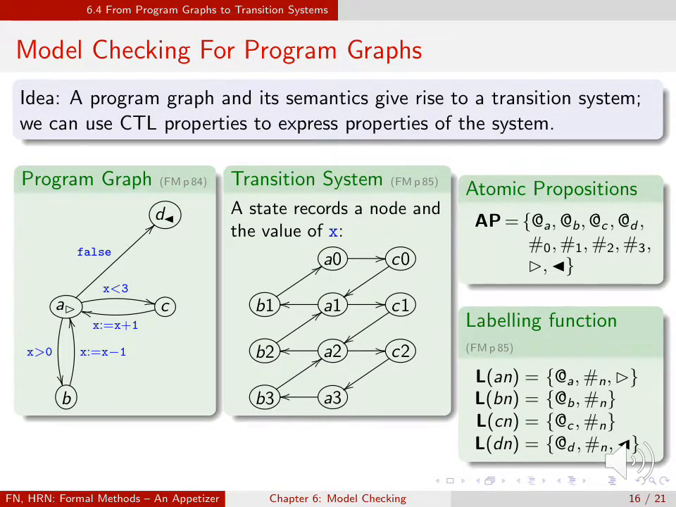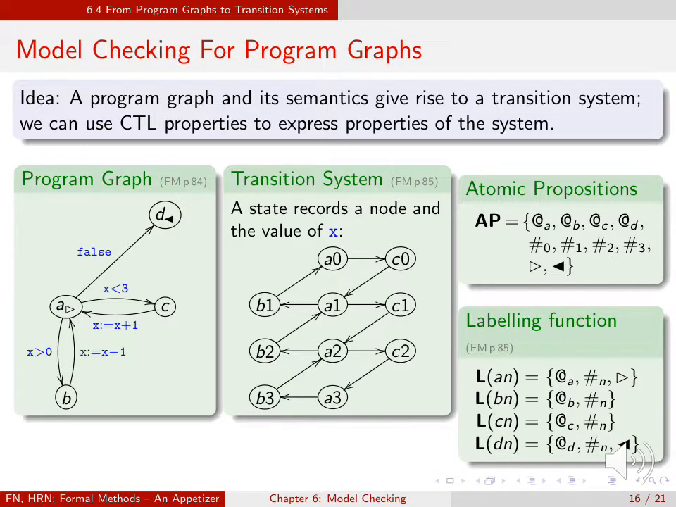Next, let's try to define some atomic propositions that are useful for expressing properties of the program. We have 4 using the at symbol, at A, at B, at C, at D, telling for a state which program point we are at. And we have 4 labeled #0, #1, #2, #3, telling for a state what is the value of x. And then we have an indication of whether we are at the initial node or whether we are at the final node. In this case, of course, the initial node is A and the final node is D. And the labeling function makes our intentions clear.